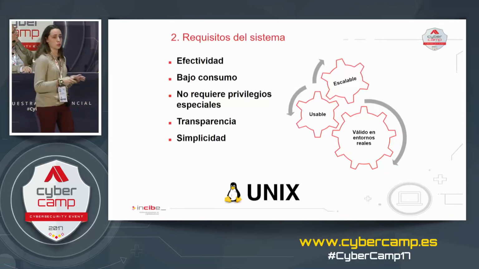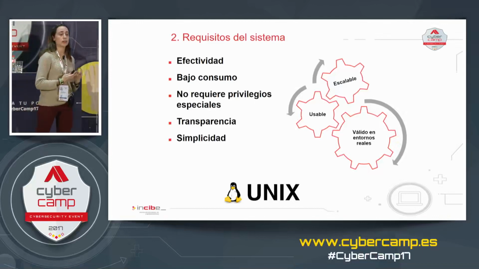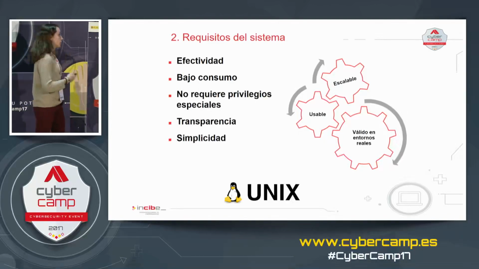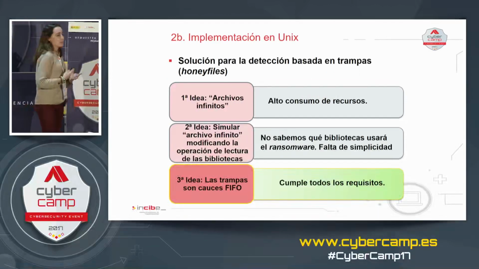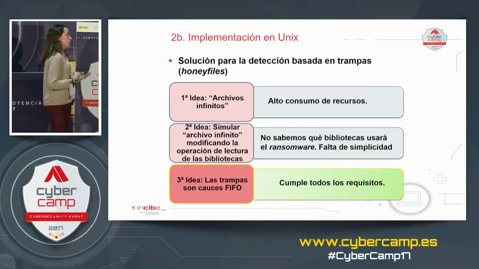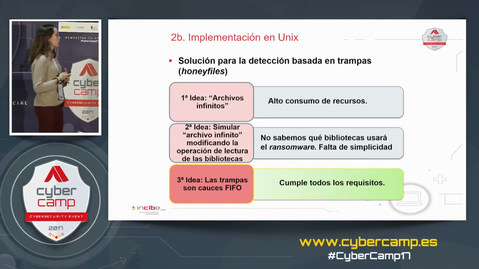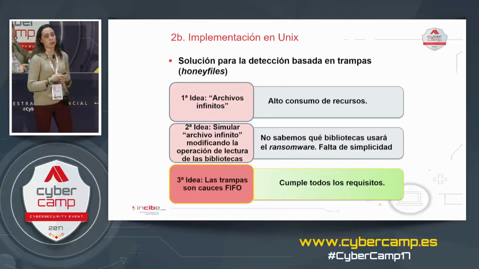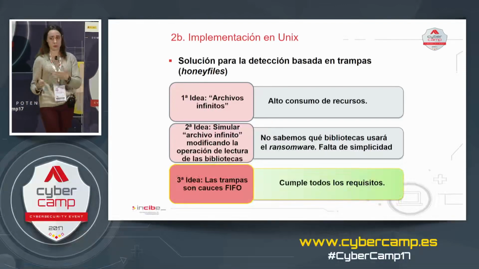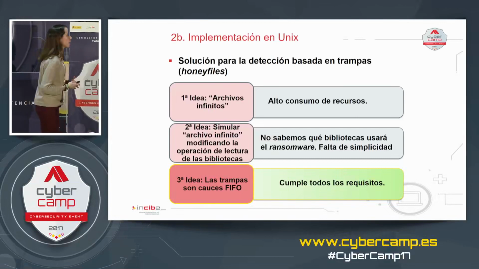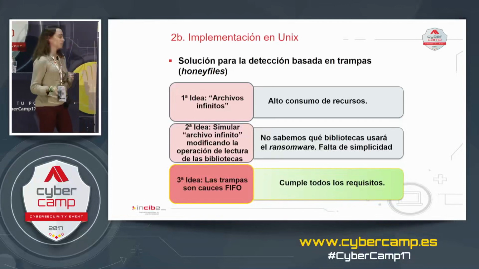As a proof of concept, we have developed this idea on Unix, based on Linux. Once we see that it works and that it can be extrapolated to other systems, we will keep working on it. We still have to see how to create those traps. First, we thought about an infinite file, but it consumes too many resources. So we thought about simulating infinite files, but that would require knowing ransomware behaviors based on signatures, so it's not possible. We finally came to the idea of doing it with a fixed channel.